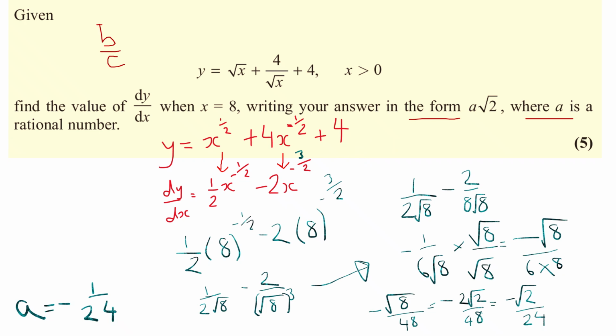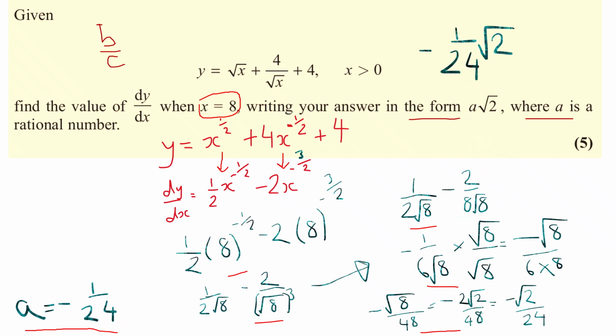Then we substituted x equals 8 into dy by dx to work out the gradient at that point. We did this, simplified, and worked with this to get our answer. So we got a is equal to minus 1/24. That is going to be our final answer. Hopefully it makes sense. Again, pause here if you're unsure about any bit and rewind.